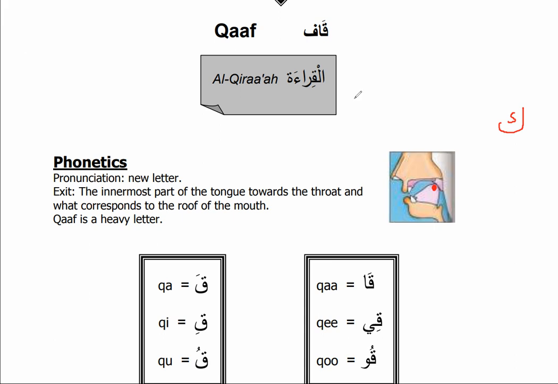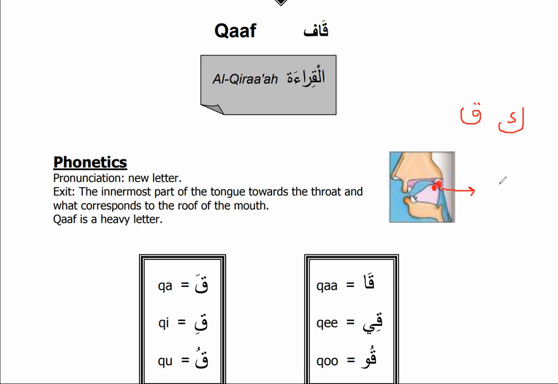Now, when you make the pronunciation for the heavy letter qaf, where is the touching point? The end of your tongue, the root of your tongue at the soft part of your throat. Now, this is your epiglottis, and it is very near to the epiglottis. This is the soft part where you are going to touch your tongue.